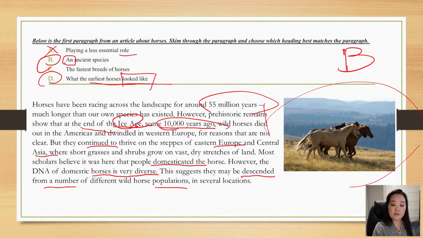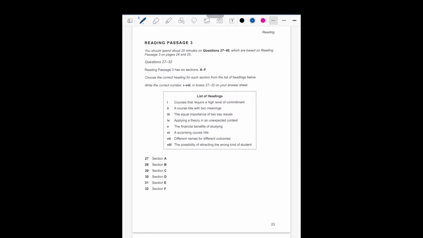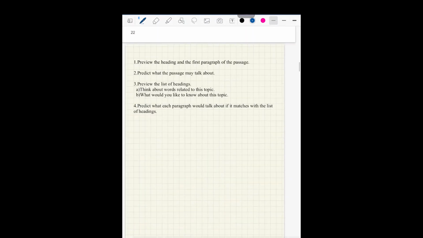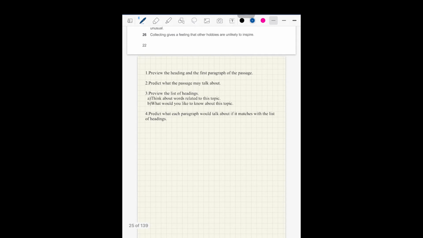Okay. Now let's take a look at a longer example from an actual IELTS reading test. This is from the Cambridge Book 12. Before we start, let's have a quick review of the steps that we just talked about in today's lesson.